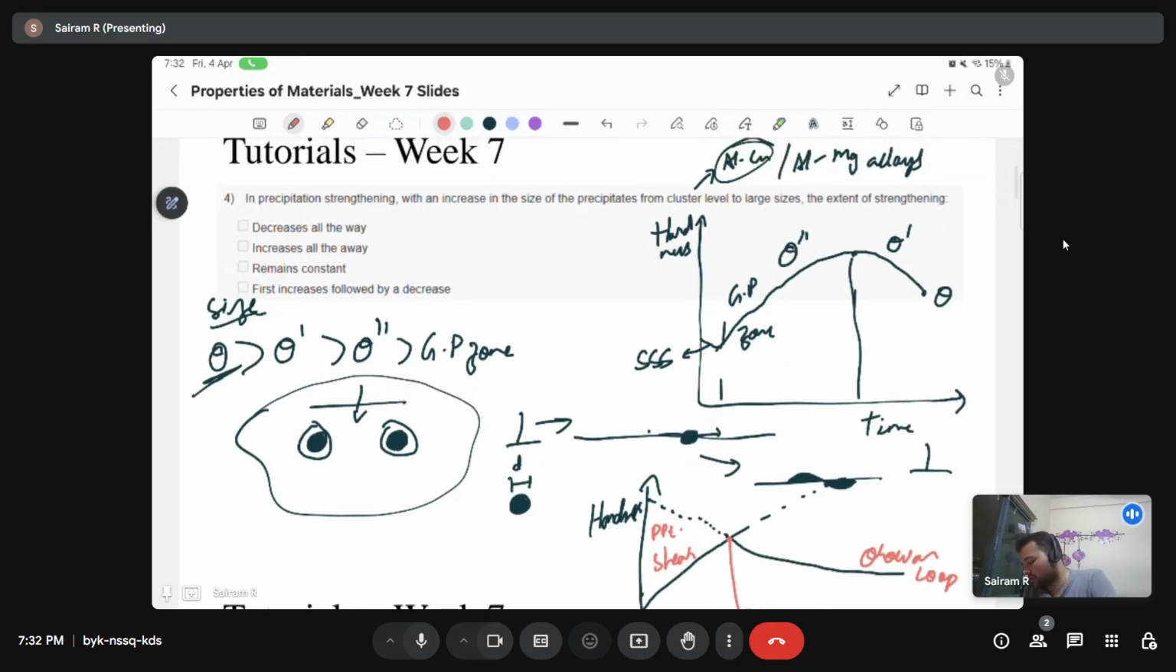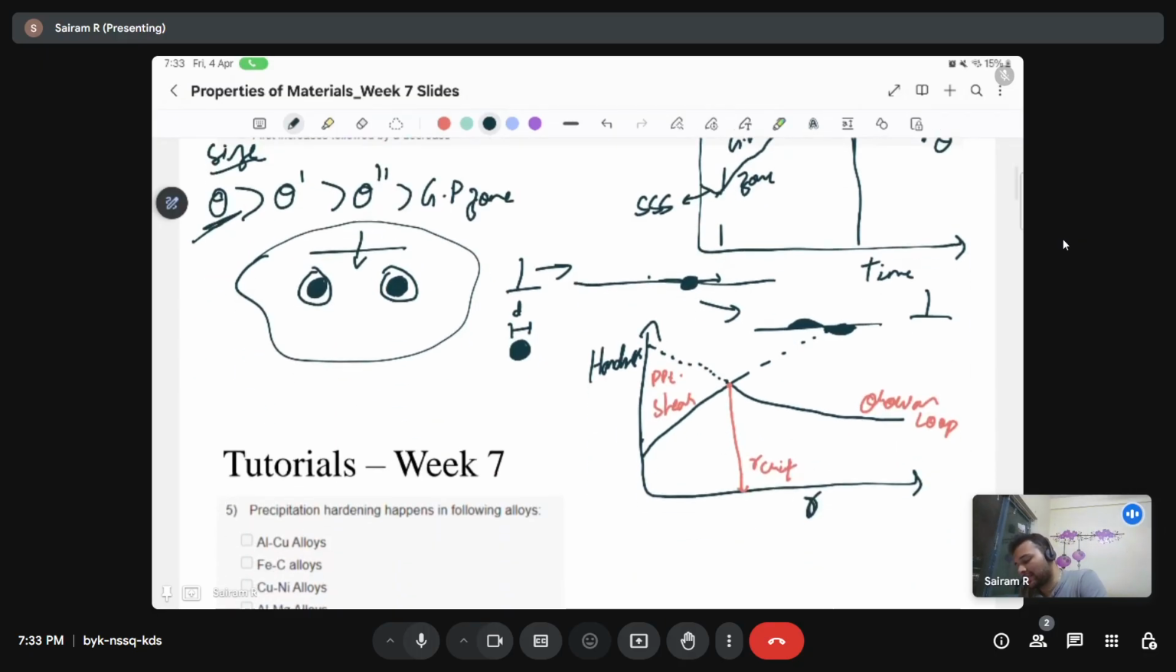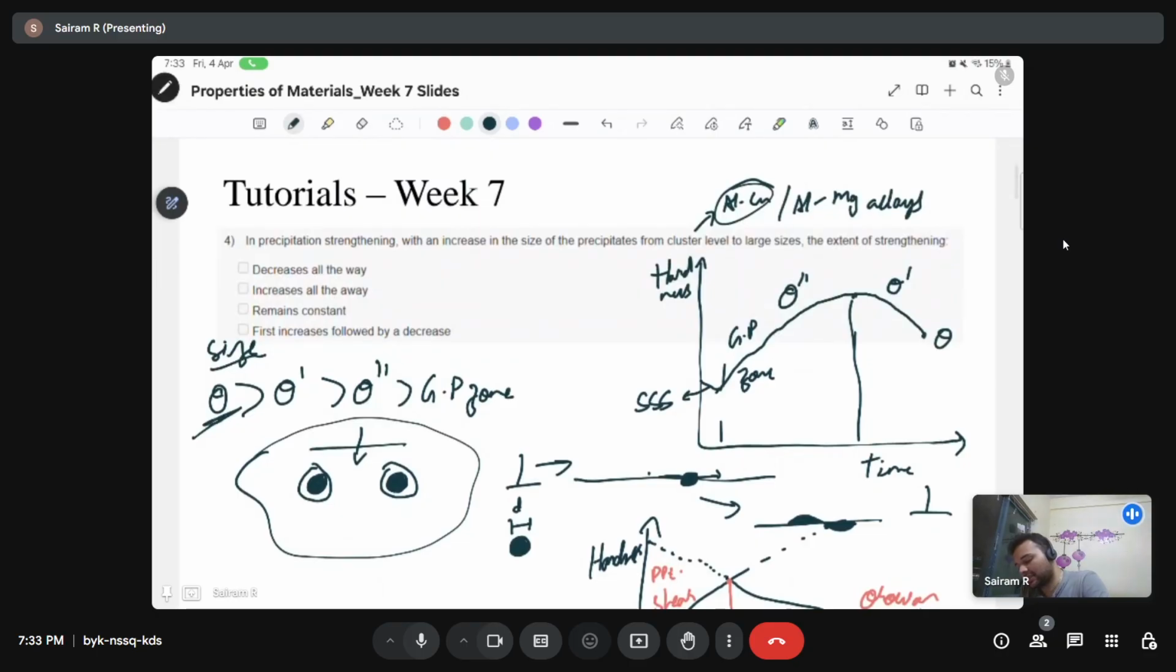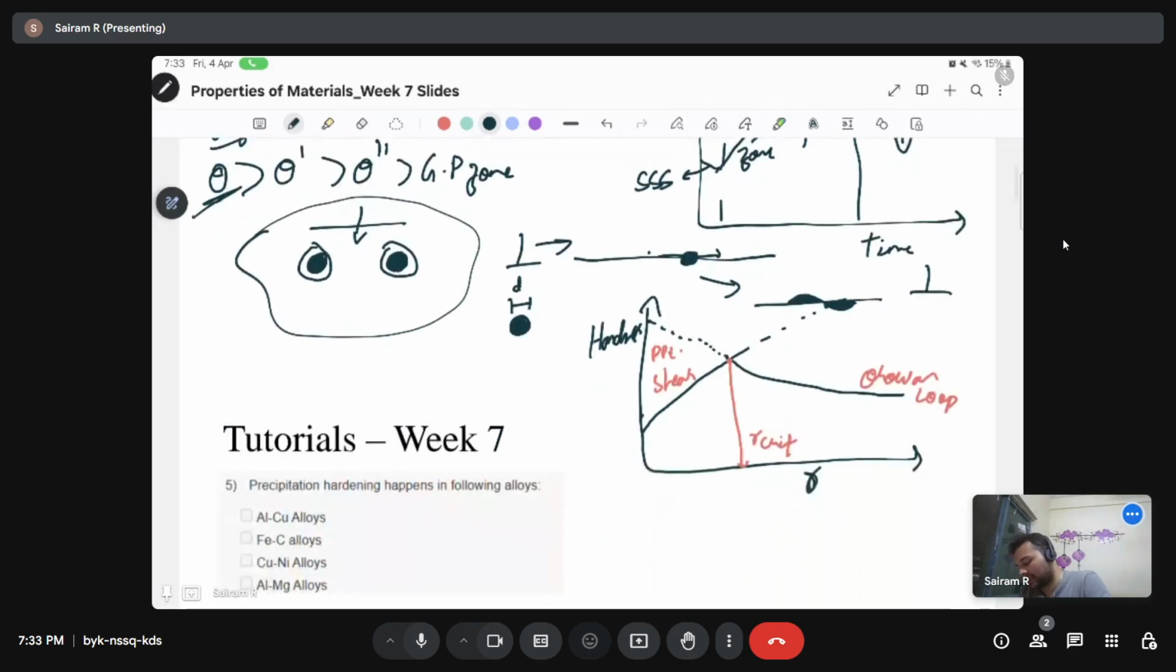Okay, so coming back to the question: precipitation strengthening, with an increase in the size of the precipitates from cluster level to large sizes, the extent of strengthening first increases, as we see here, followed by a decrease. So first increases followed by a decrease. That is the answer to this question.